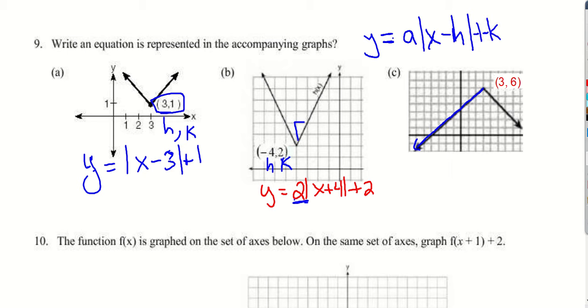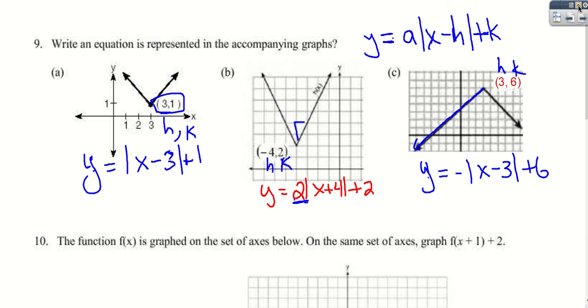So that a in front is our vertical stretch. Also, if a is negative, that means we're flipping it over the x-axis, which is what's happening here. So it's y equals negative 1, so just negative, okay? Absolute value of x. Remember, it's supposed to be minus h, so h is 3, so minus 3, and then positive k, so plus 6 on the end there, okay?